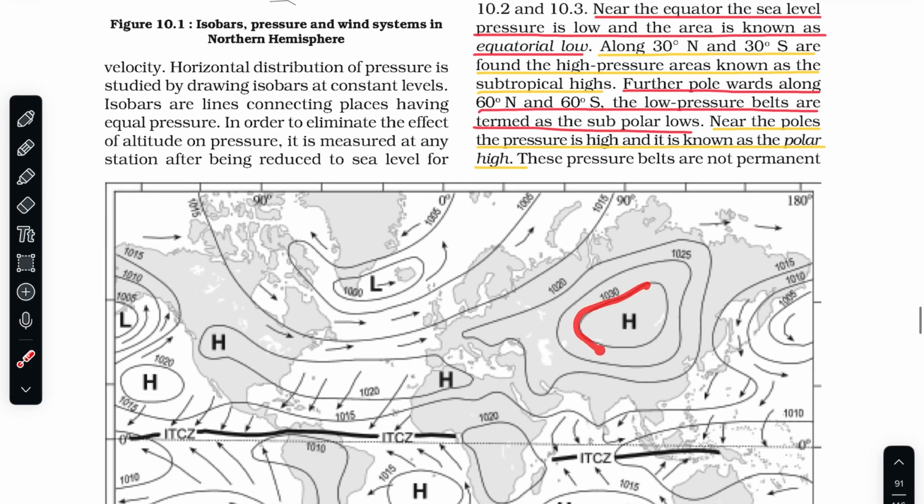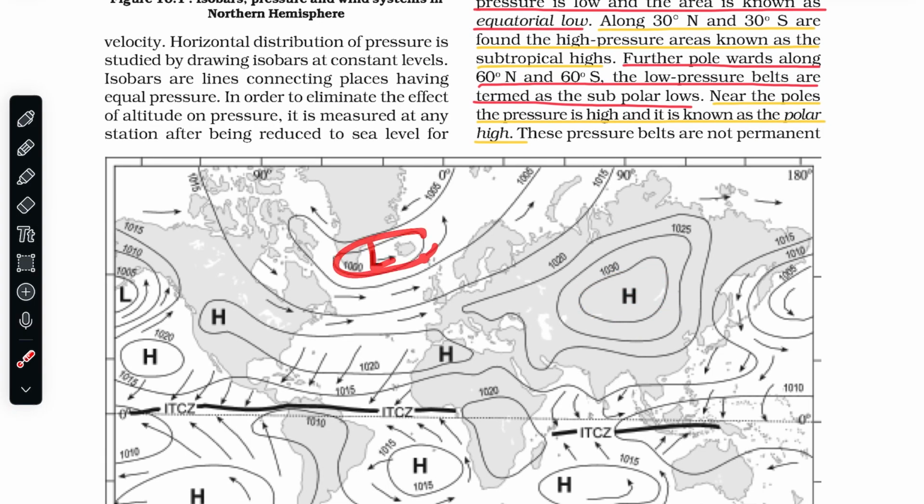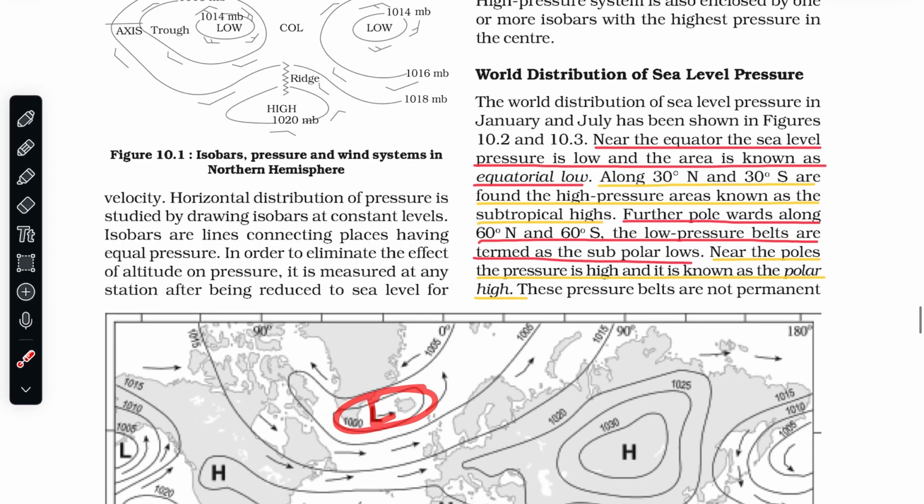So over here you can see this is the high pressure system. This right here is the low pressure system. The world distribution of sea level pressure in January and July has been shown. Near the equator, the sea level pressure is low and the area is known as equatorial low.